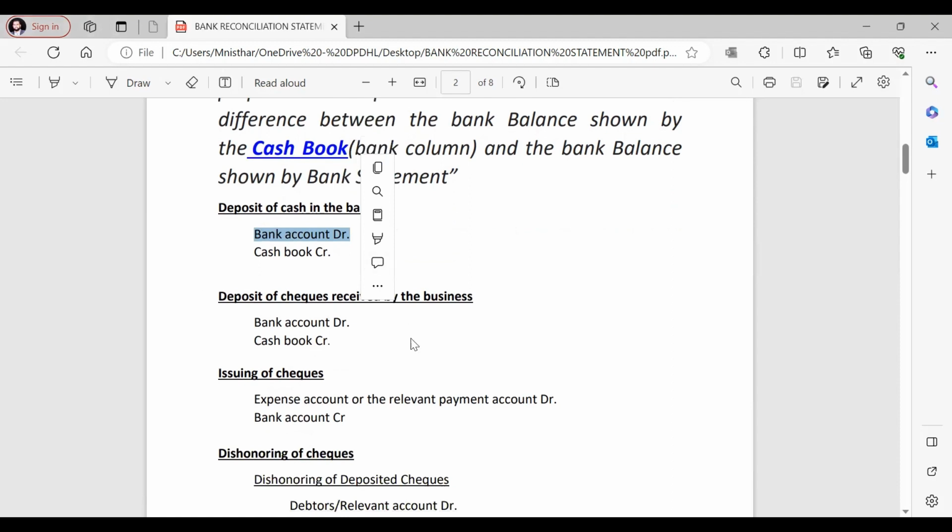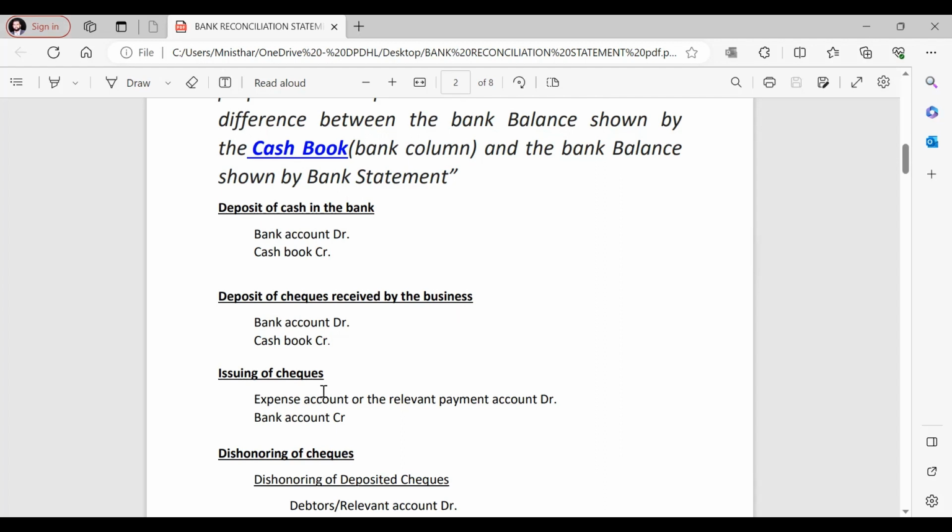And when depositing checks, there's no difference between cash and checks. Checks are used instead of cash, so the same double entry applies. When depositing checks, checks are going out from you, similar to cash. So cash book credit, and again the bank account goes with the debit.